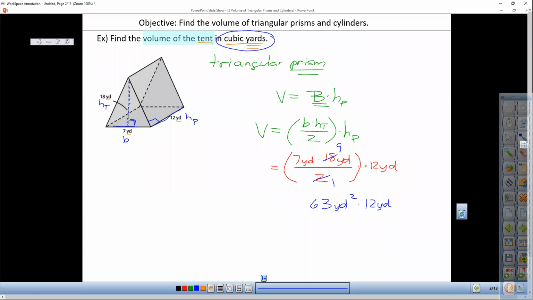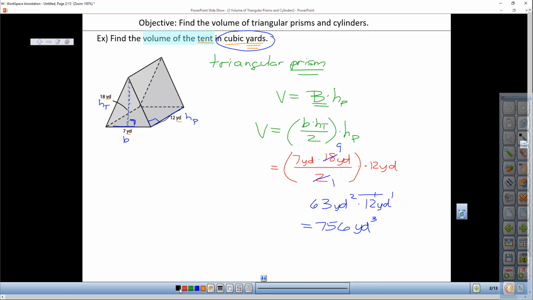So here are 63 times 12, 756. And yard squared times yard would be my yards to the third power, so technically I'm adding exponents of 2 and 1, and that's what we call cubic yards.